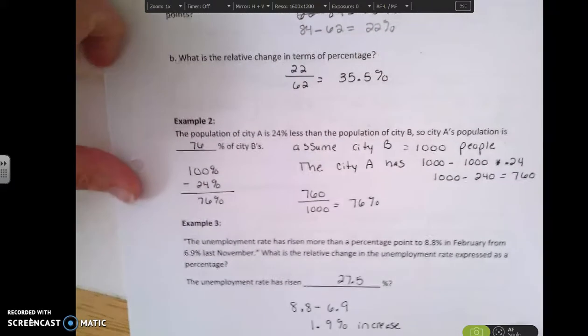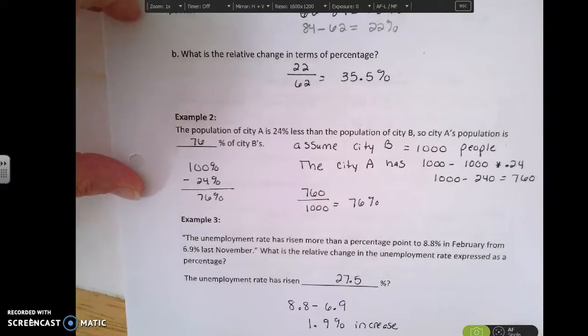Okay, this one: the population in city A is 24% less than the population in city B. So city A's population is what percentage of city B's? Well, there's a couple of ways to figure it out. The easy way is to say 100% minus the 24% would be 76%.